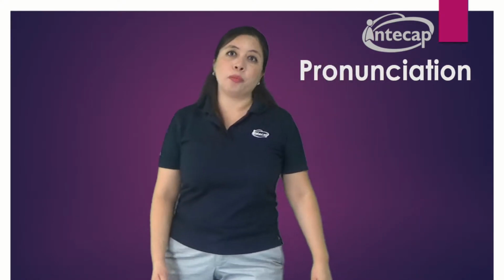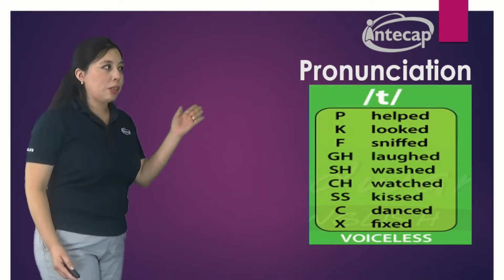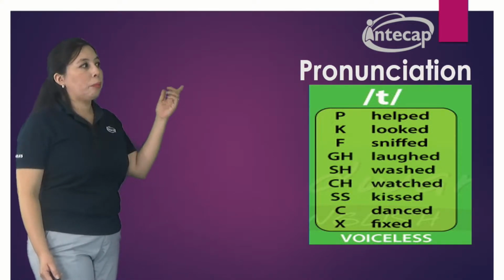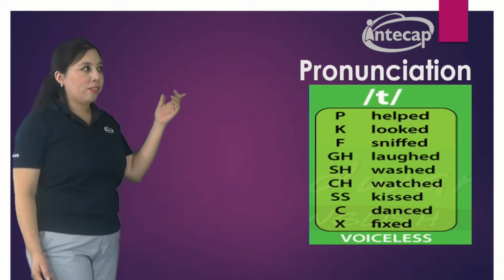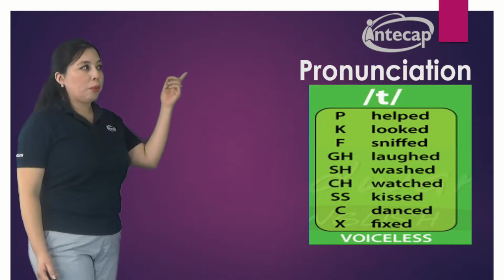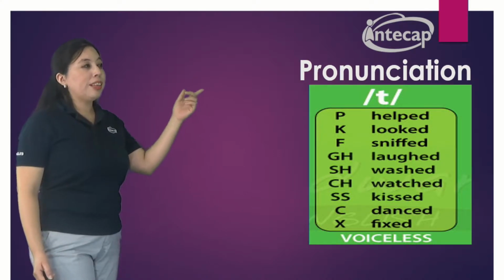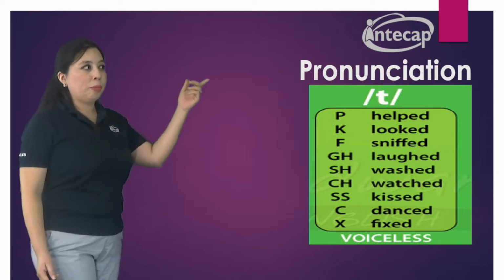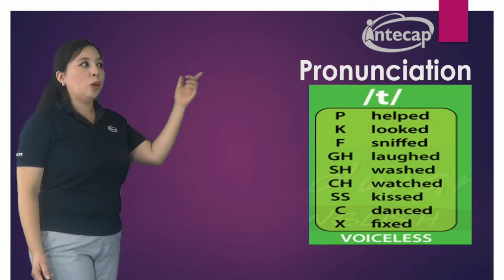Now we have to learn how to pronounce those kinds of verbs. Right here we have a chart. The chart says that all the verbs that finish with P, K, F, PH, SH, CH, double S, C, and X, we have to add ed, but the sound is like a T. For example, help, helped, look, looked.